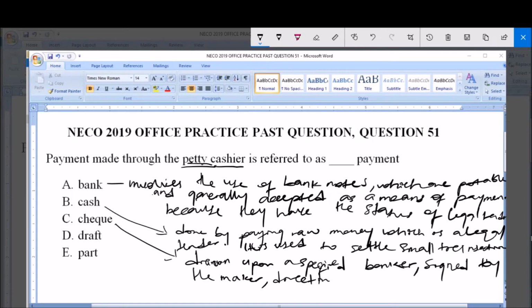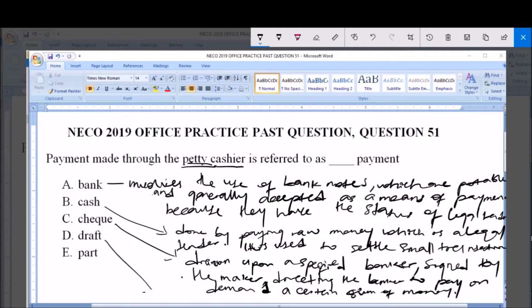Now directing the banker to pay on demand a certain sum of money only to the order of the person.